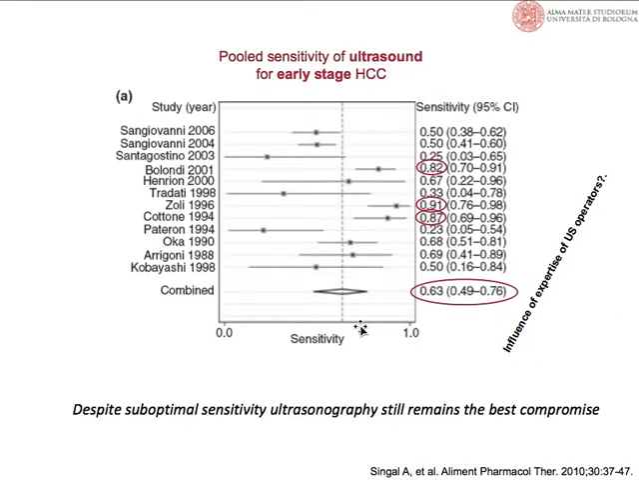Because ultrasonography, unfortunately, is not the most sensitive technique. Its sensitivity was demonstrated to be in the range of 60 to 70% for hepatocellular carcinoma. However, this is a very well applicable technique, very well received by the patients, a cheap technique. Therefore, despite being suboptimal in terms of sensitivity, ultrasonography still remains the best compromise.